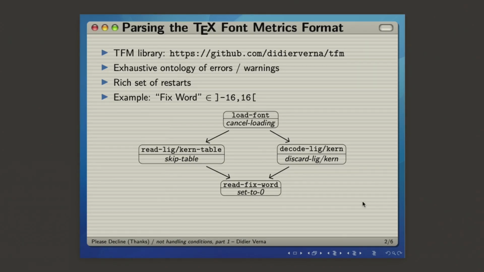But if reading the fixed word comes from reading a ligature or kerning table, then you could think that probably the whole table is going to be corrupt, so you can just drop the whole thing. On the other hand, if the table is okay, but you're currently decoding a ligature or kerning program, you might just want to discard this corrupted program instead of the whole table. And finally, the top-level function is called load-font. Every time anything goes wrong during the loading, you also have the ability to restart by saying let's forget about the whole font file, and so cancel loading.